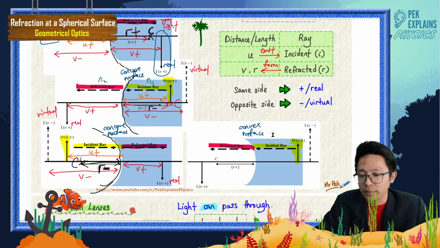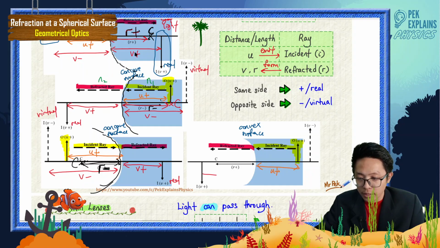Now how about this one? The object is inside here, and the refracted ray is outside. The object distance is over here. This is the object distance U. This U is on the same side as the incident ray, so U is positive. Now how about the image? Let's say the image is formed over here. The image distance, V, is over here. It's on the same side as the refracted ray, so V is positive. So this is a real image.